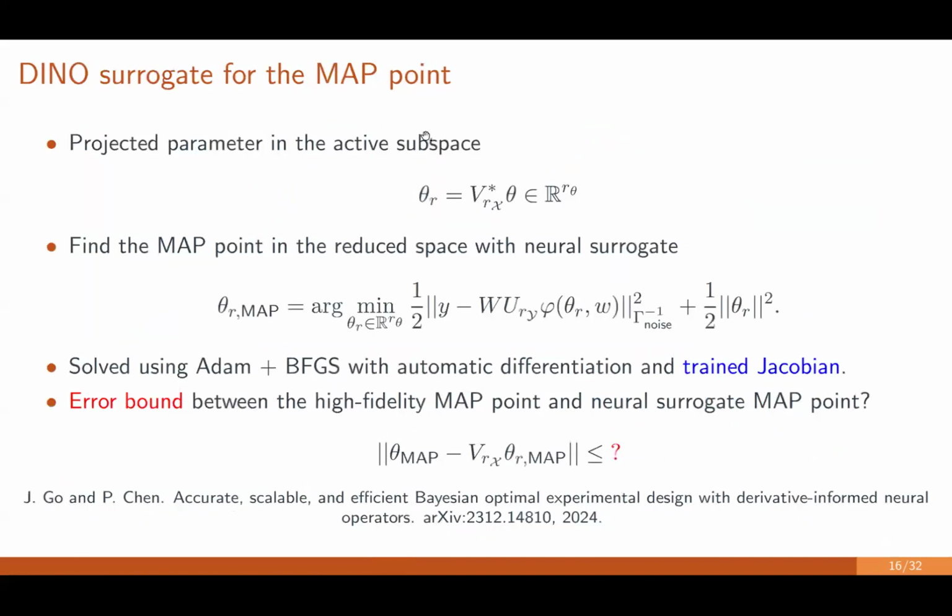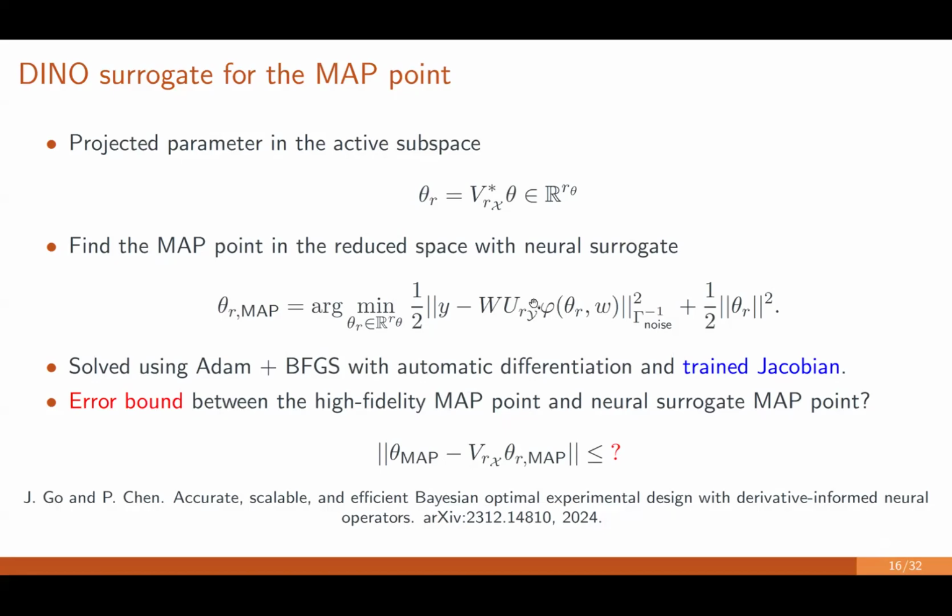So now, because of this dimension reduction, we can project the parameter in the active subspace. Here, this basis is from the active subspace. We get a projected parameter, which is relatively low dimensional, theta R. And we can solve this MAP point problem also in the reduced dimension.